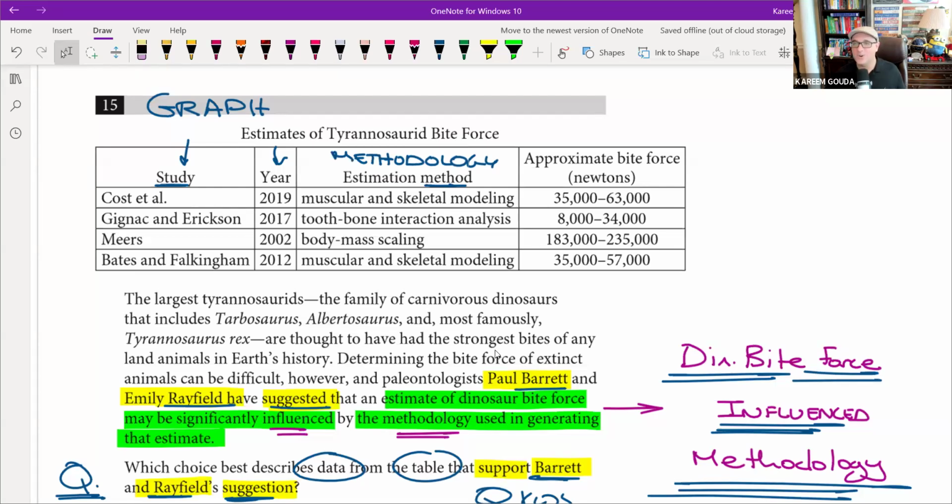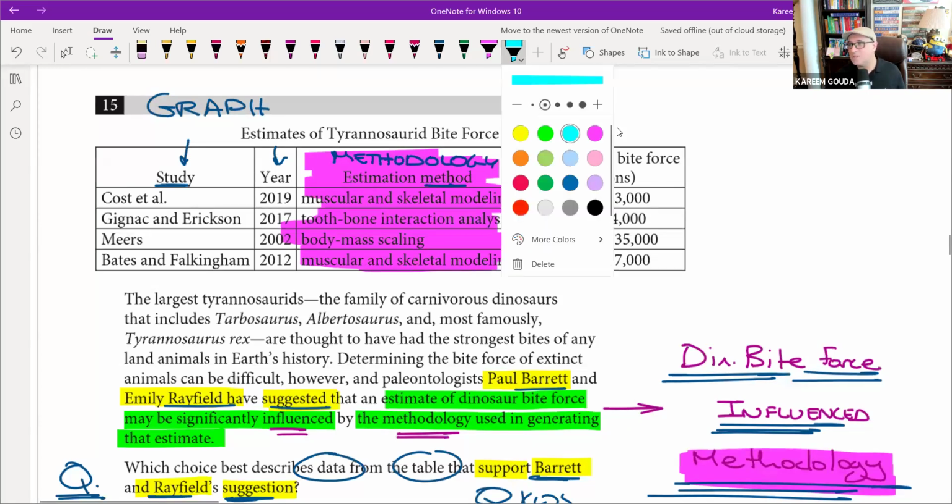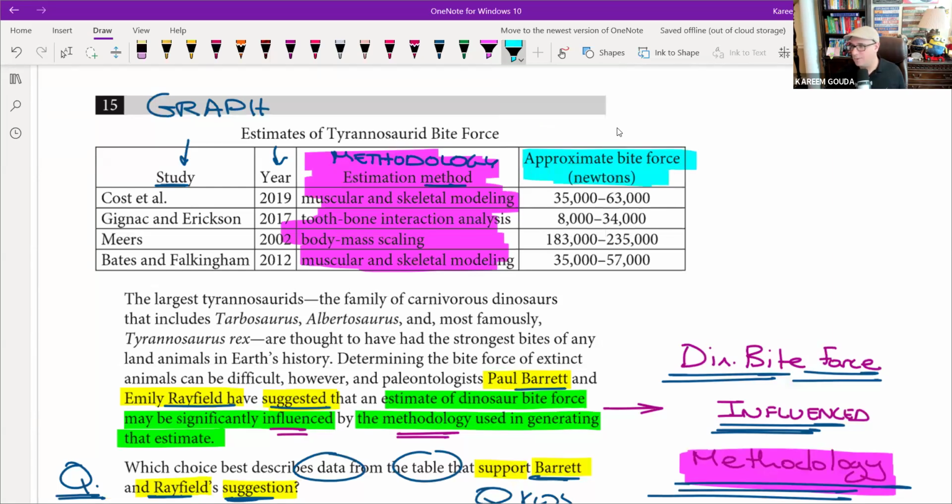Methodology. Okay. So right here, let's do this in pink. This is the methodology. So this is what we're looking for here, methodology. And this one, let's do this in blue. Approximate bite force, dinosaur bite force right here. So this is the bite force. Now, what I'm looking for is something that supports that the bite force is influenced by the methodology.